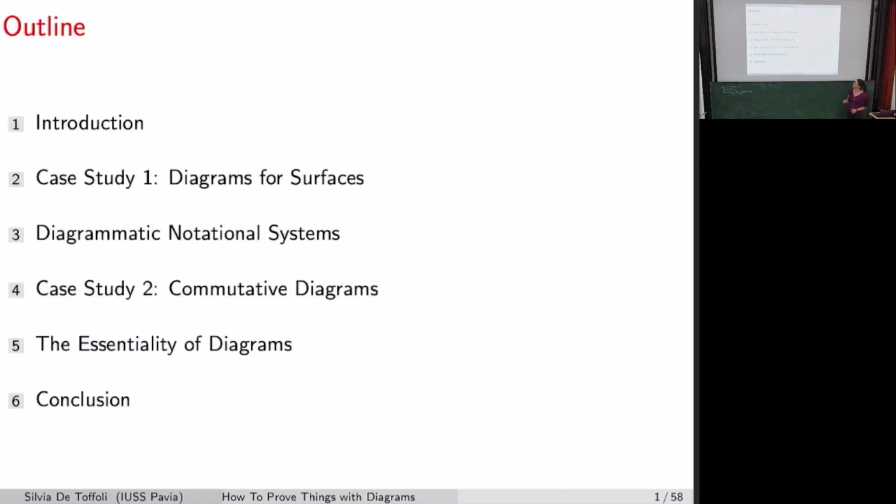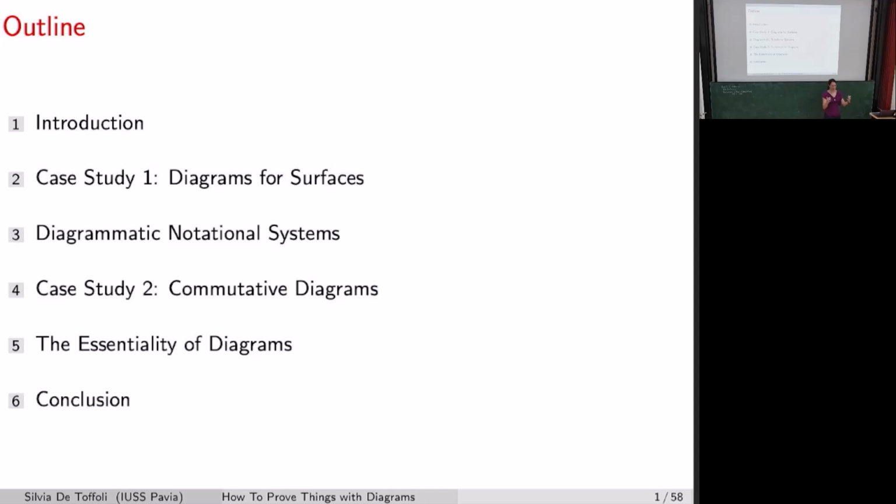So here is the plan for today. I'm going to give you a general introduction and then discuss in a little detail two different examples or case studies of diagrams in mathematics. One is diagrams for surfaces, and the other is commutative diagrams. Then at the end, I'm going to talk about some philosophical issues that emerge when we think about the role that diagrams play in proofs. In particular, an important controversial point I want to make in my book is that diagrams, in some cases, can be essential to the proofs in which they figure.